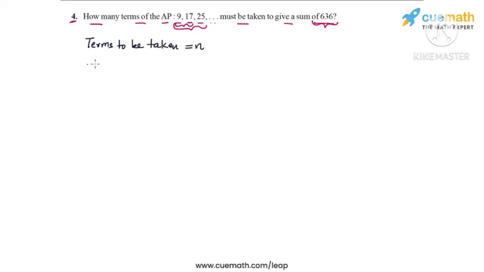And this basically means that Sn, the sum of the first n terms, must be equal to 636. Now we're going to use the relation for Sn in terms of a, n and d. So Sn, or the sum of n terms, can be written as n by 2 into 2a plus n minus 1 into d. So this is the relation we're going to use.